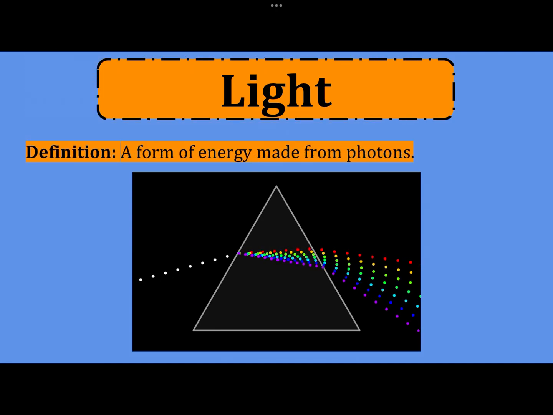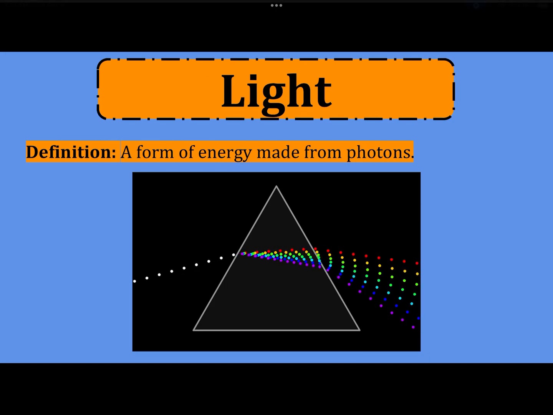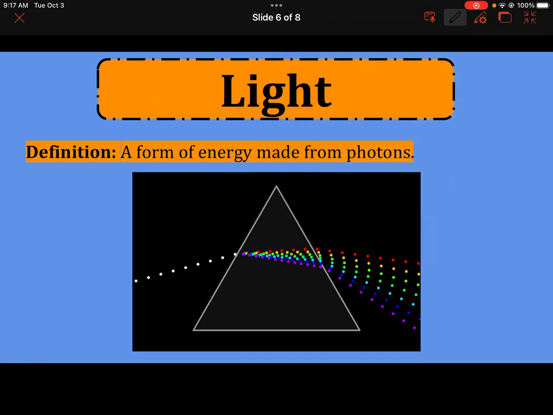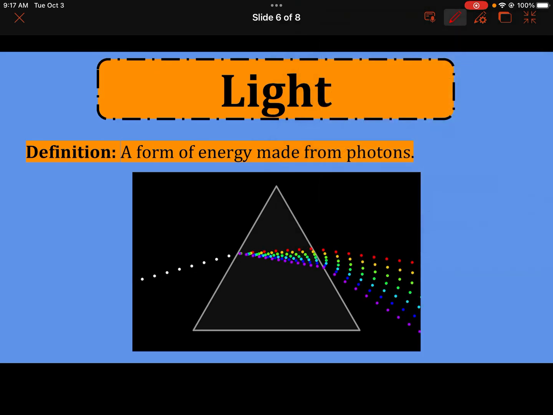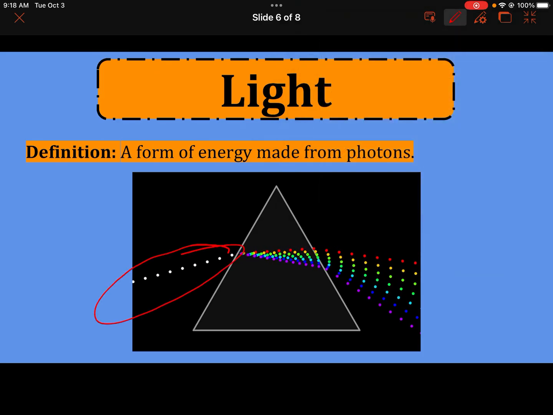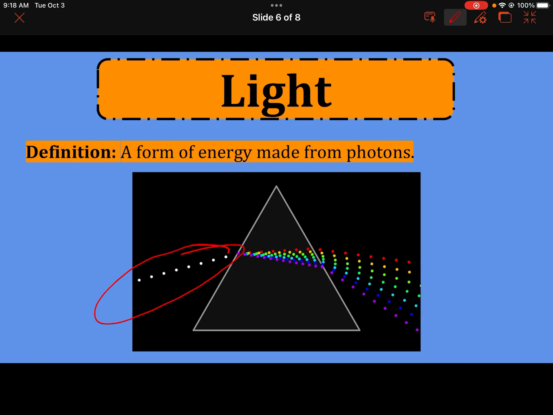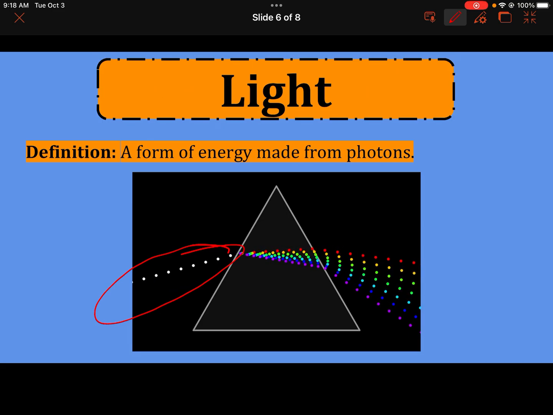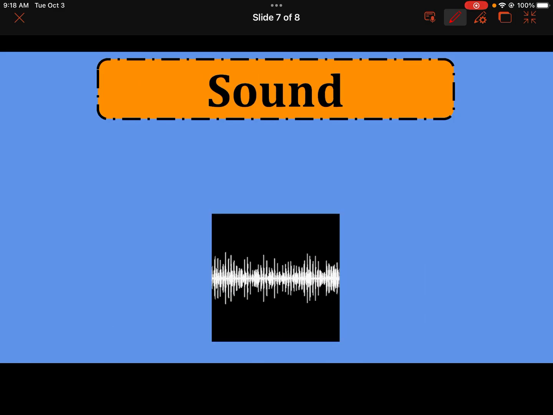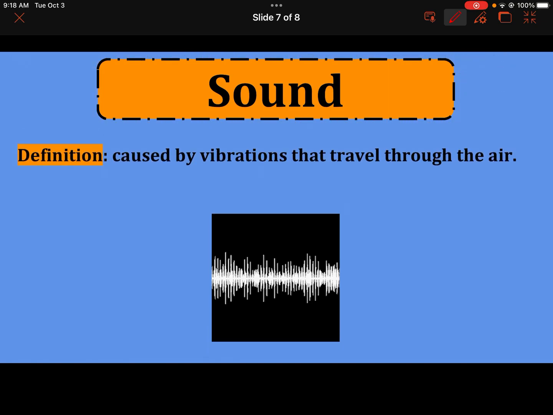All right, light is a form of energy made from photons. We'll talk more about this when we talk about waves in whatever quarter that is, I think 4. But these dots right here, and I'm going to get a pen, are actually like photons, and then they're going through this prism, and it's being made up into visible light, but this is how we see things. So I'll talk more about this, but just know that light is a form of energy made from photons. Sound is caused by vibrations that travel through the air.